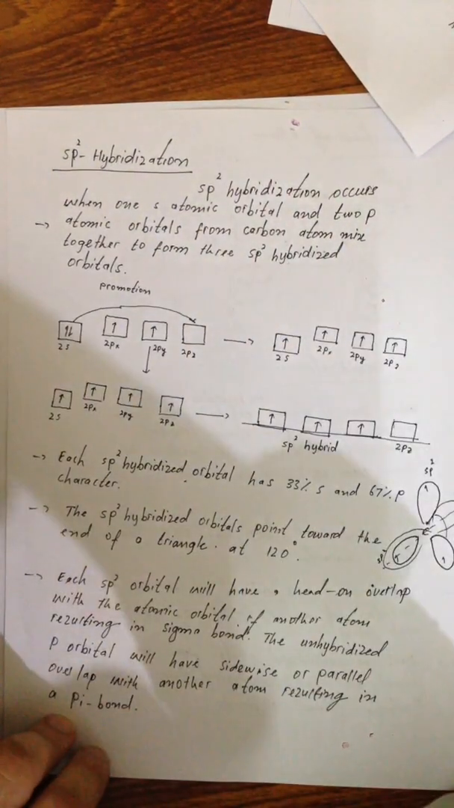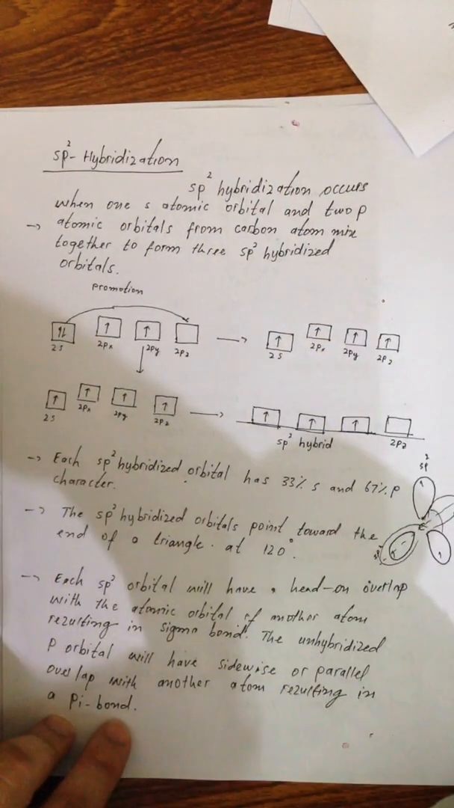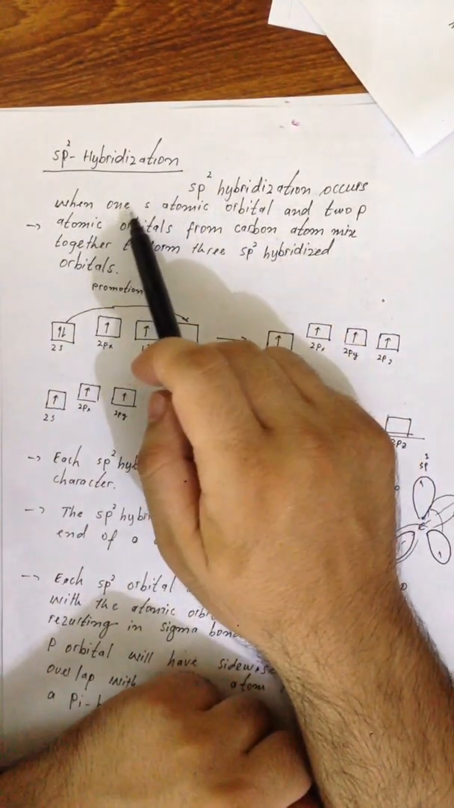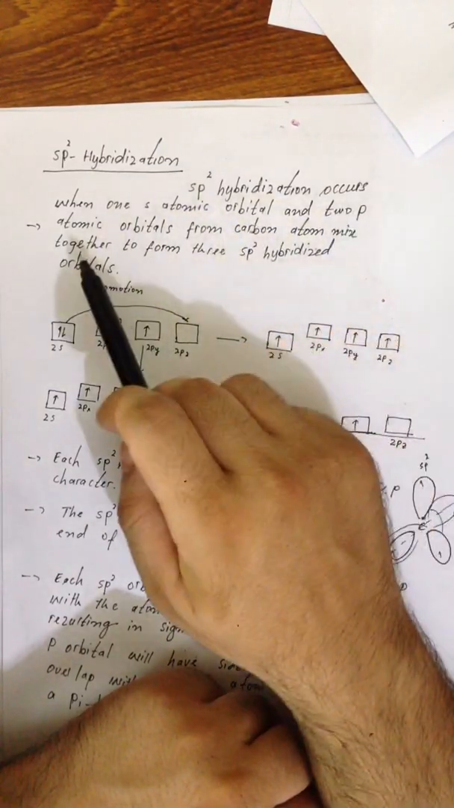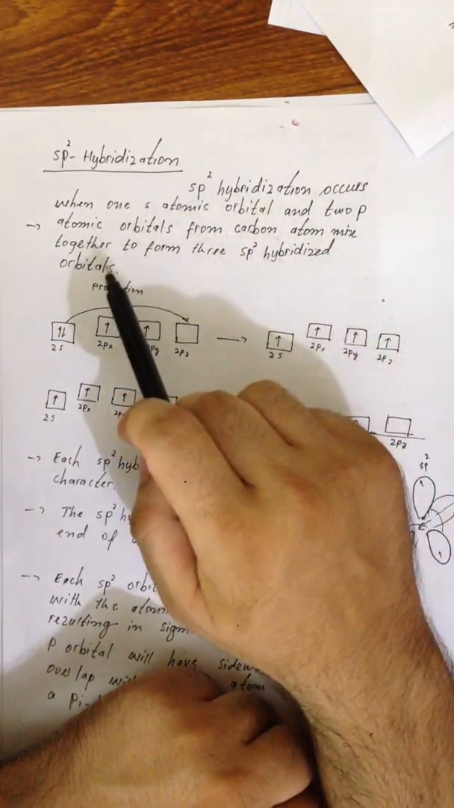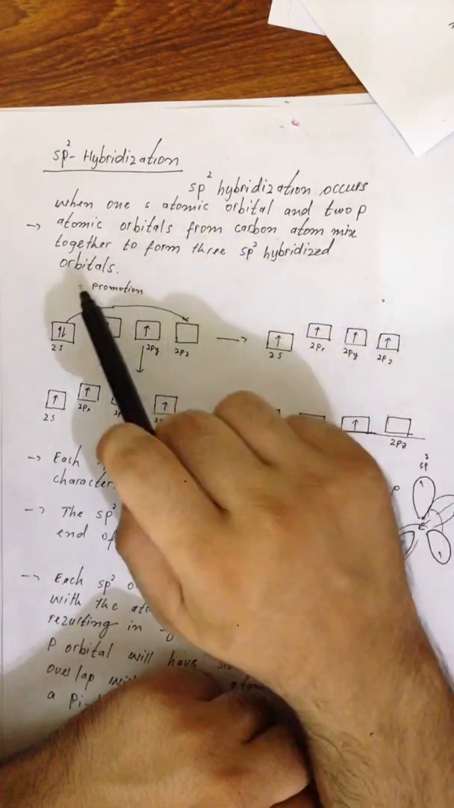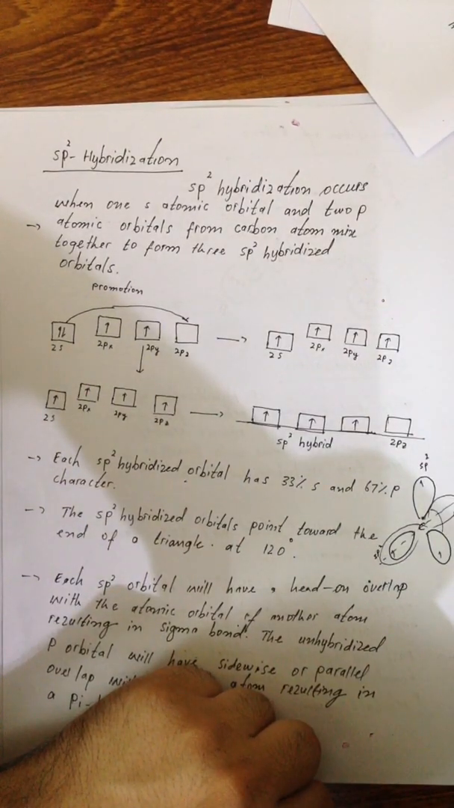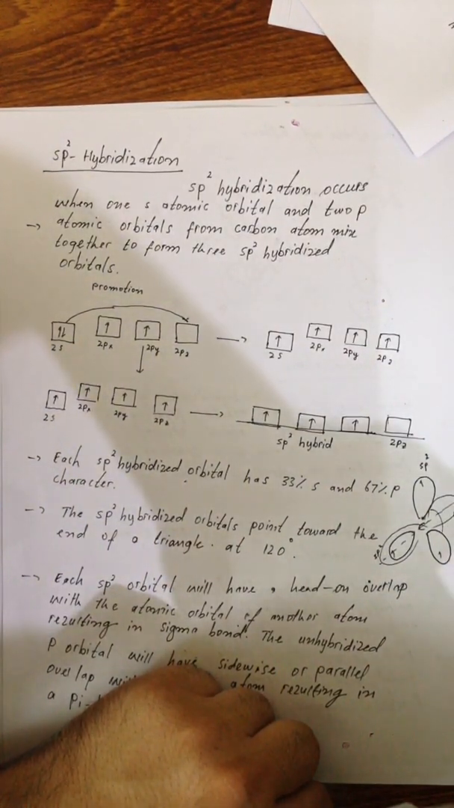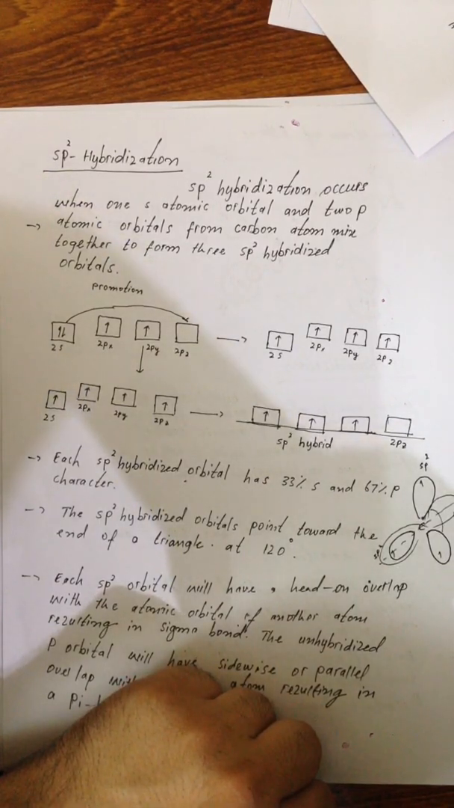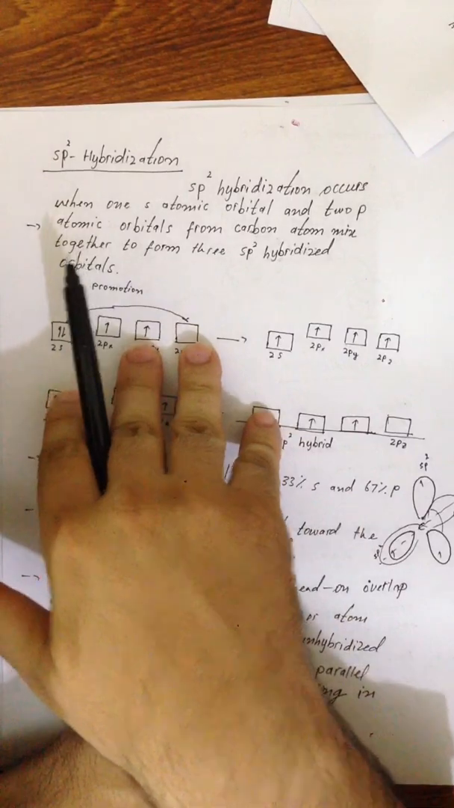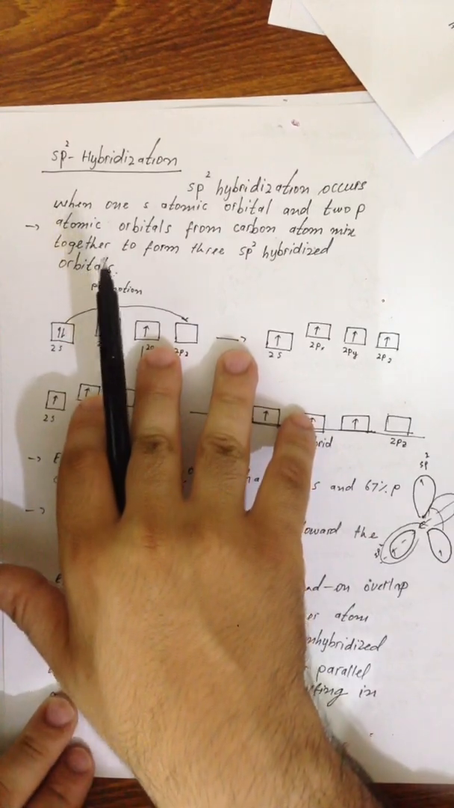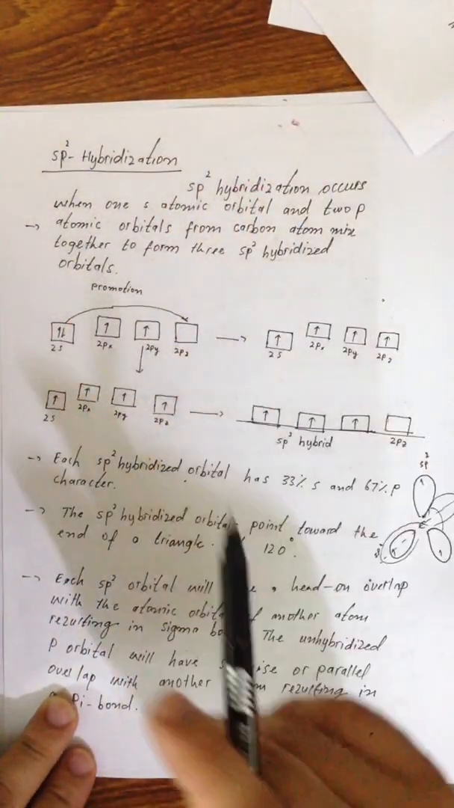The next type of hybridization is the sp2 hybridization. In sp2 hybridization, one s atomic orbital and two p atomic orbitals from carbon atom mix together to form three sp2 hybridized orbitals. The sp2 hybridization is a little different from the sp3 hybridization. It can be shown with the help of a diagram. This diagram shows how sp2 hybridization occurs.